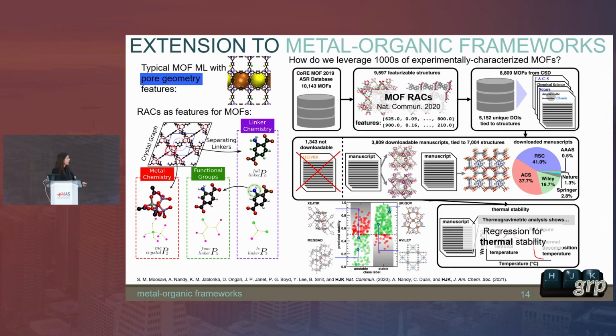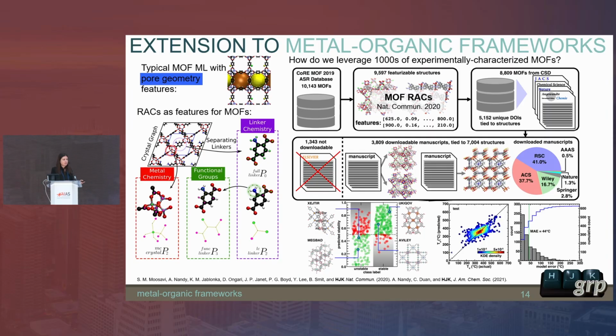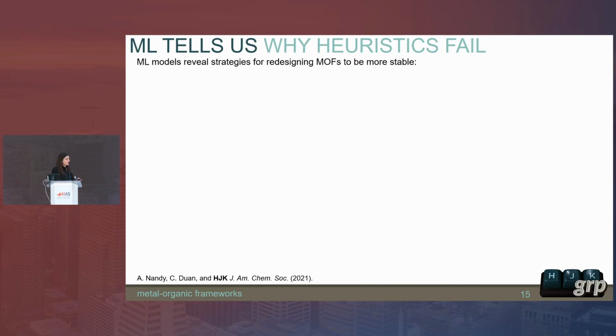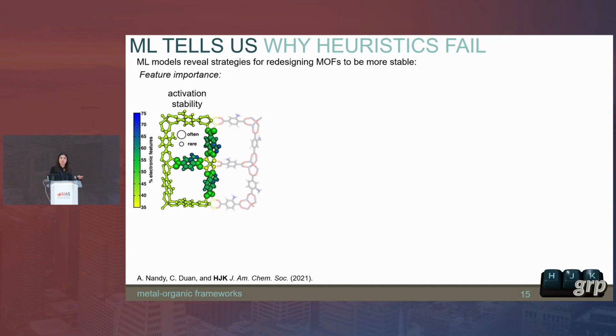And so we were able to train pretty decent models, one that could classify and predict activation stability, and the other that could predict the thermal stability of a MOF. At what temperature would it lose its crystallinity? Interrogating the ML model predictions on MOFs tells us why the heuristics we found in the literature would fail. In order to do this, we looked at the feature importance of what the models had learned on the roughly few thousand reports it was trained on in the literature.